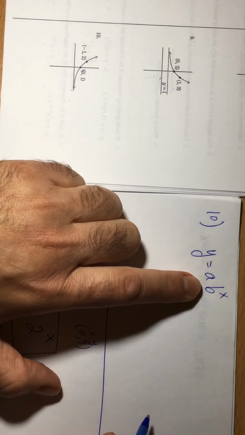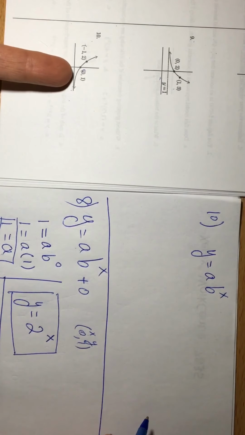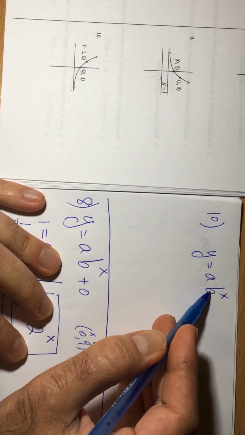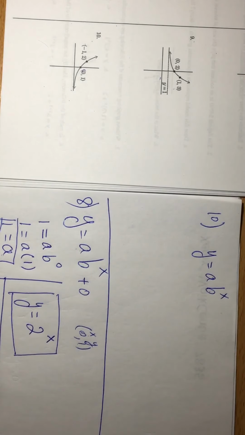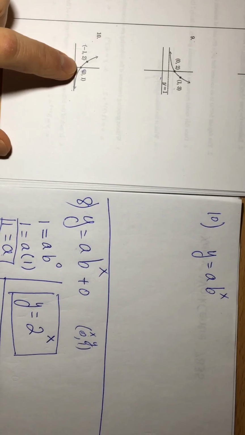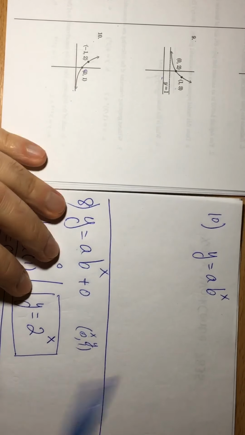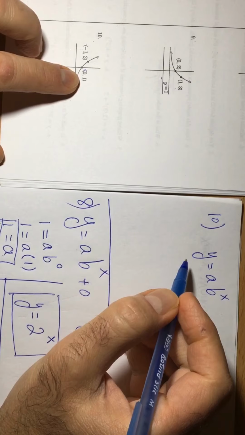All right, so what do we do first? Now, it's exponential decay. That means the b that I'm going to end up with has to be less than 1, between 0 and 1. If I get something else, then I have a boo-boo. Okay, so we always start with the y-intercept. So y is 1.